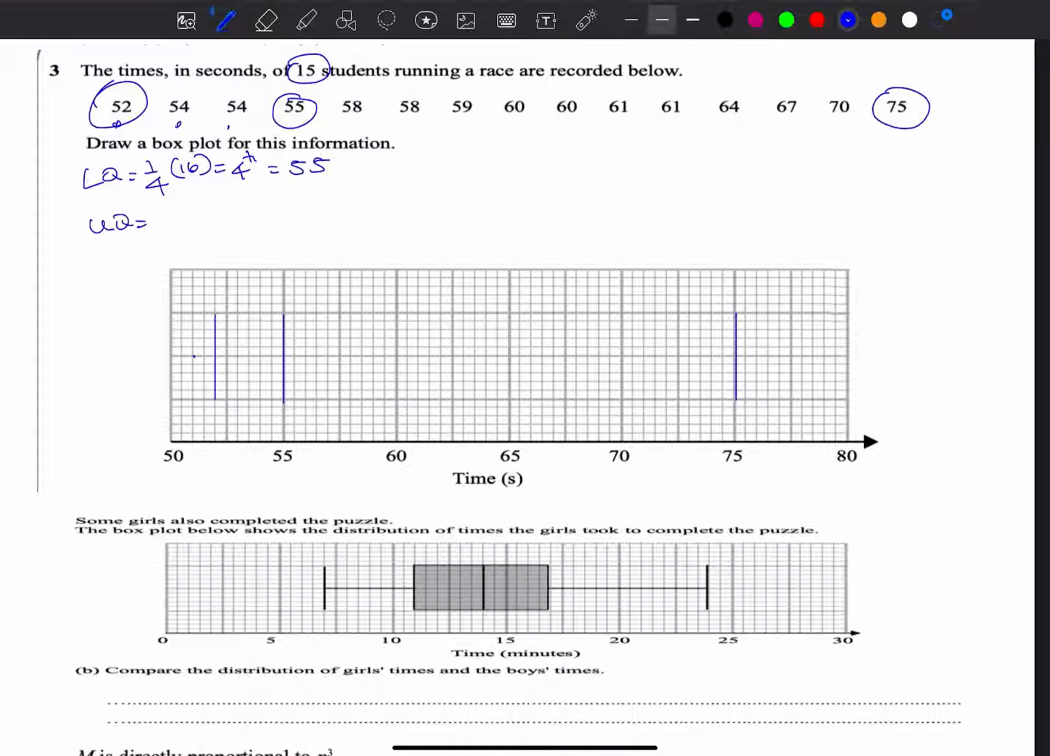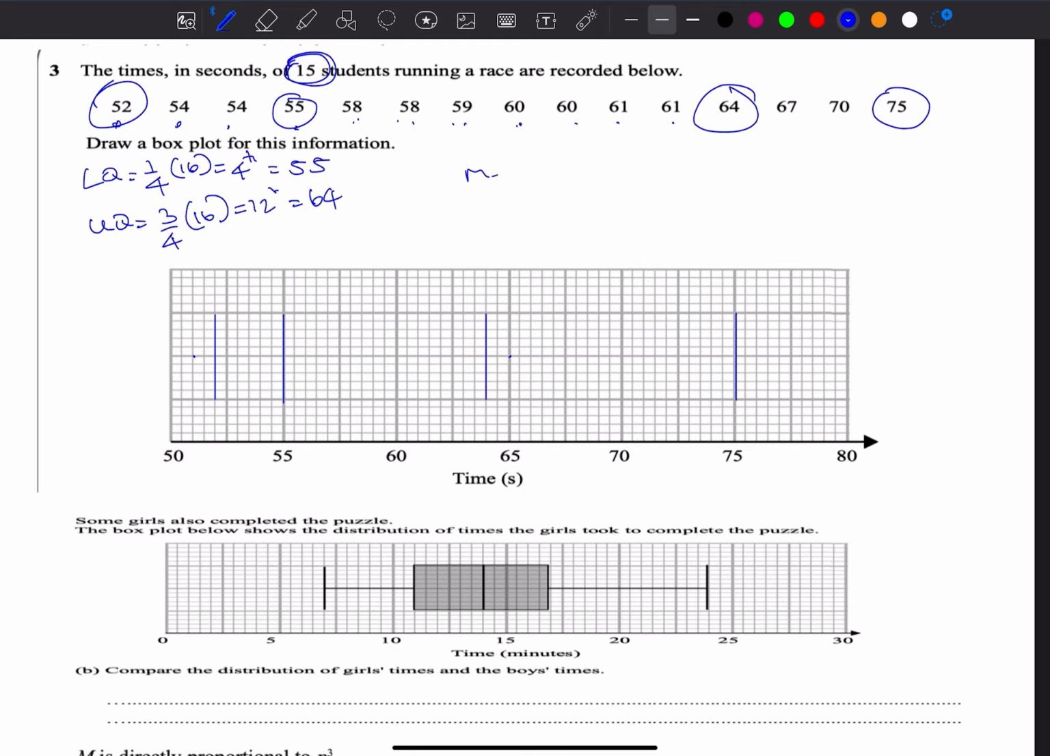Upper quartile is not 1 quarter, it's 3 quarters, isn't it? Of the same thing, you can't do 15. You have to do one higher because it needs to be an even number. So 16. 16 divided by 4 is 4, times by 3 is the 12th value. 4, 5, 6, 7, 8, 9, 10, 11, 12. So that's 64. That's the upper quartile. 65 is here, so 64 must be here.